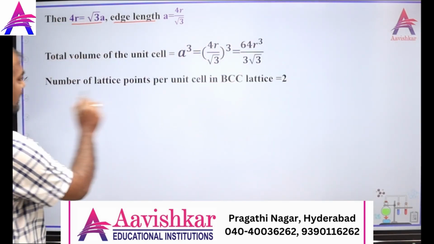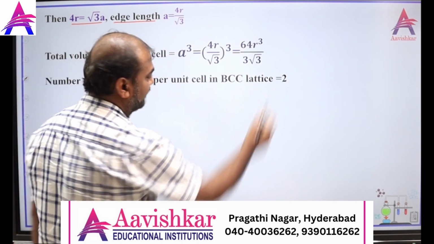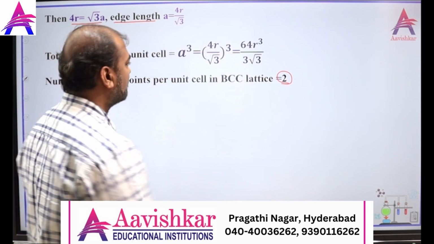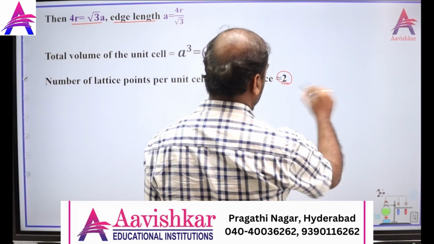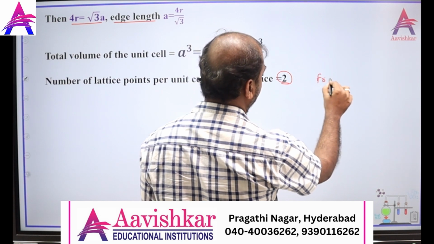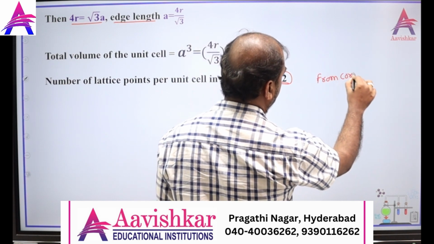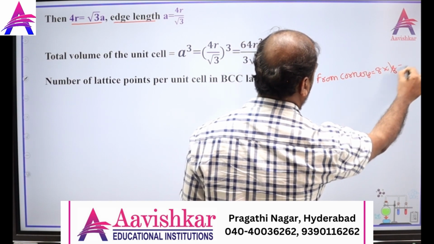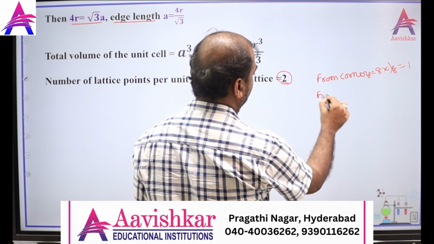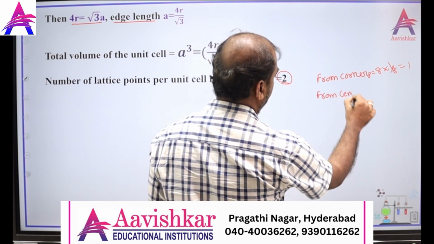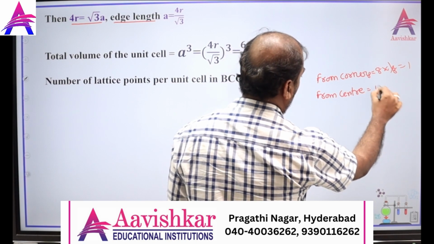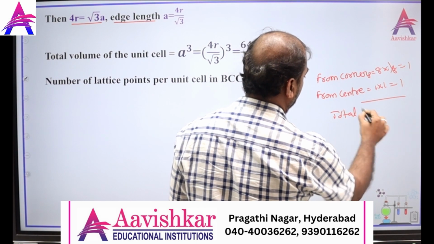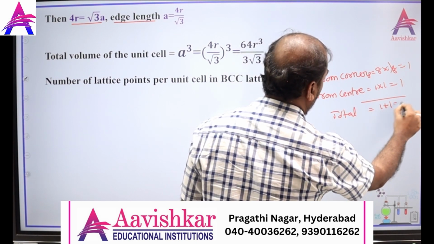The next one is the number of lattice points per unit cell in BCC. You know that the calculation gives 2. So the number of lattice points can be calculated. From the corners, how many corners? 8 corners will be there. So 8 into 1 by 8, that will be 1. Then from the center, 1 into 1, that is equal to 1. Then total is 1 plus 1, that is equal to 2.